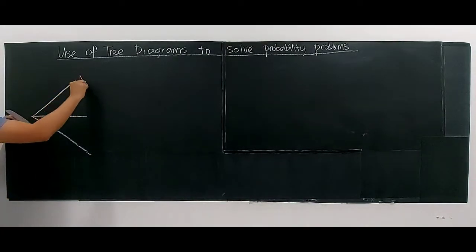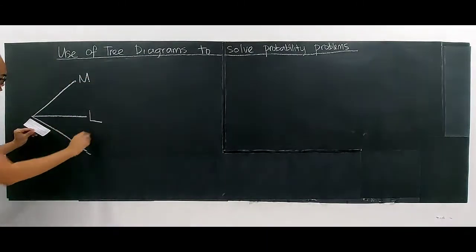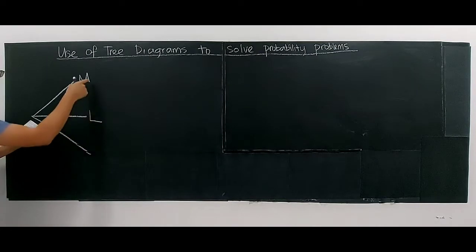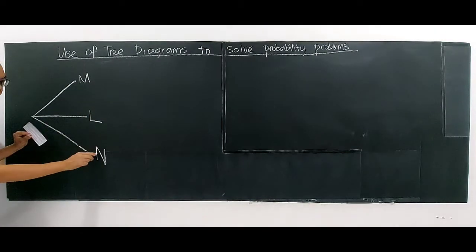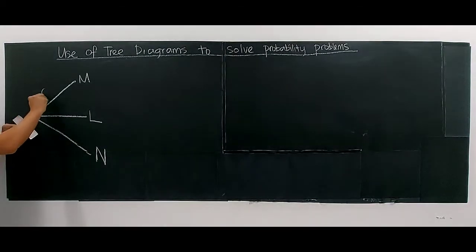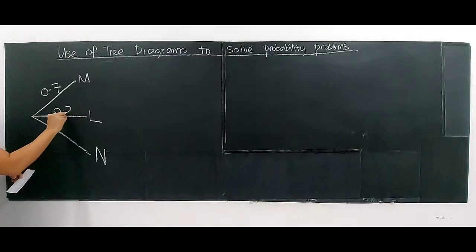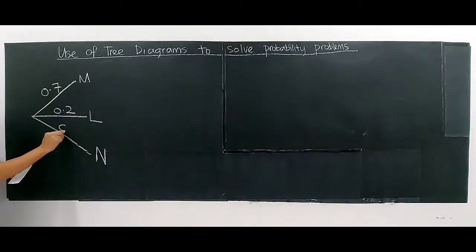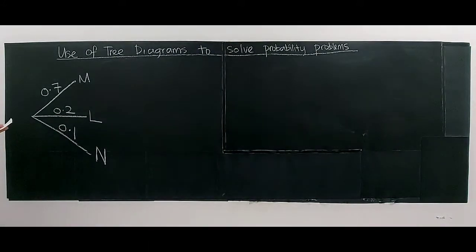So the customer takes either milk, or lemon, or neither of these, which I put as N. I just represent it: 70% is 0.7, which is 70 over 100, and 20% taking lemon is 0.2, and 0.1 is 10% with neither. If you total up these three, you get 1, right?